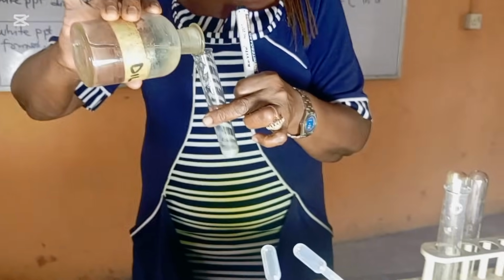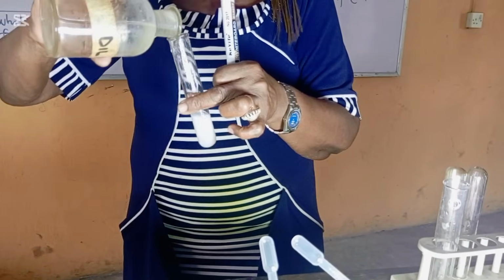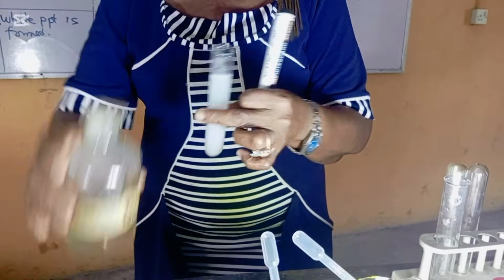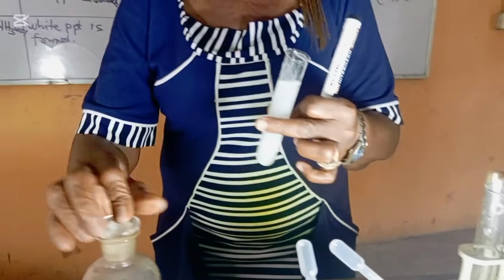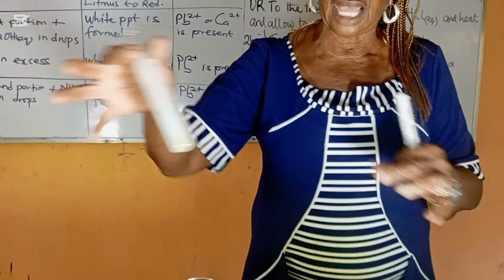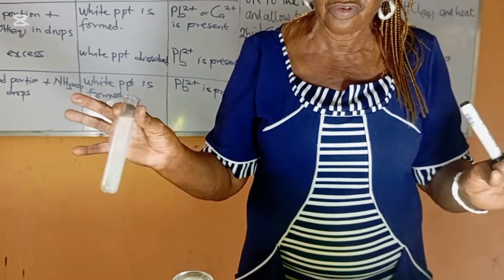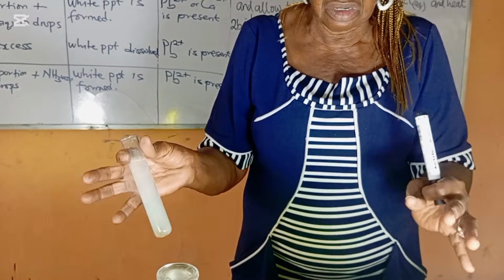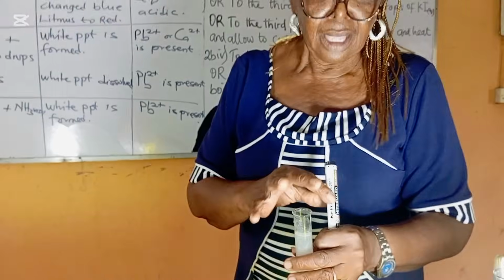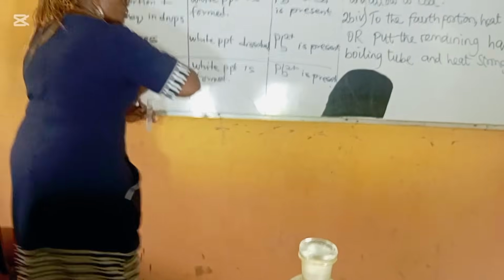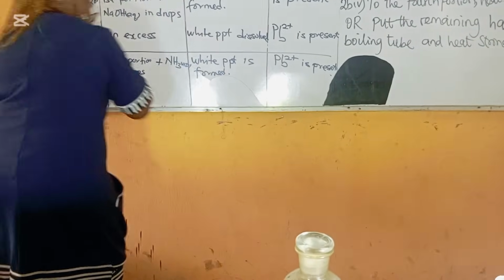So this time I have to put in excess. I can even fill it up if I want to. It will never dissolve. In fact, the more I add, the more is formed. Remember, with sodium hydroxide, everything dissolved. You can see that with the same measure, it did not dissolve. That means lead 2 ion is present. It can never dissolve with aqueous ammonia.